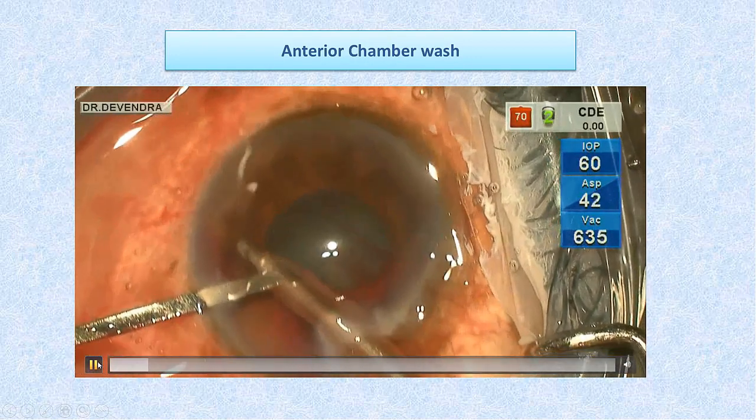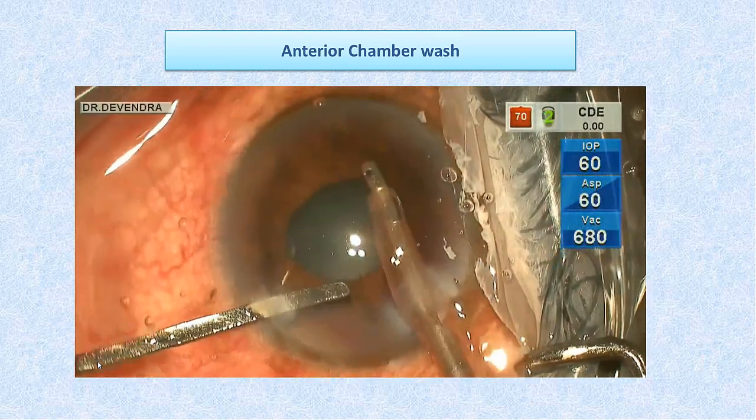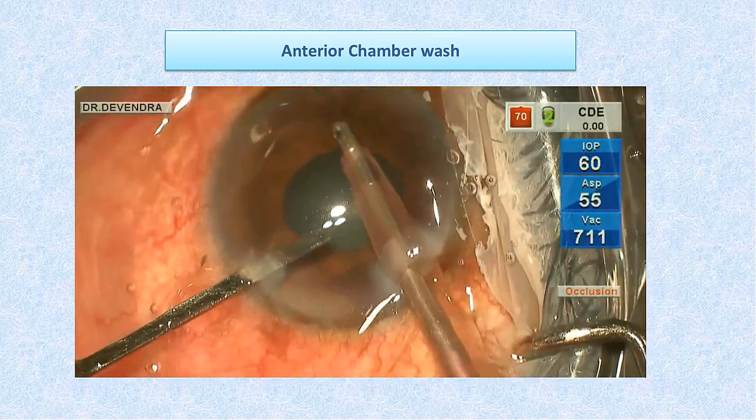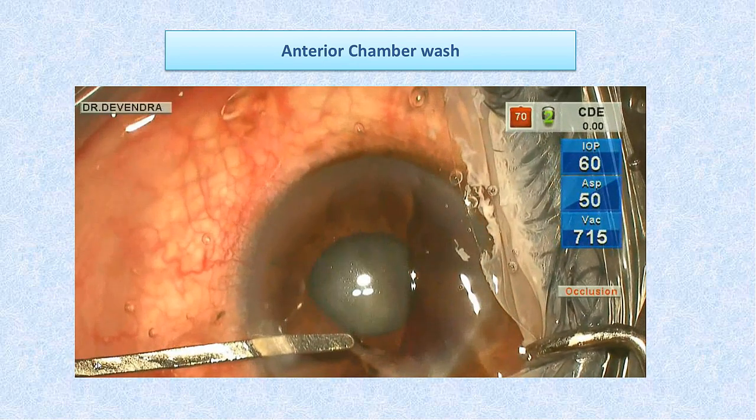Then the last step is the anterior chamber wash. Any residual blood and the visco is removed, and the wounds are hydrated.